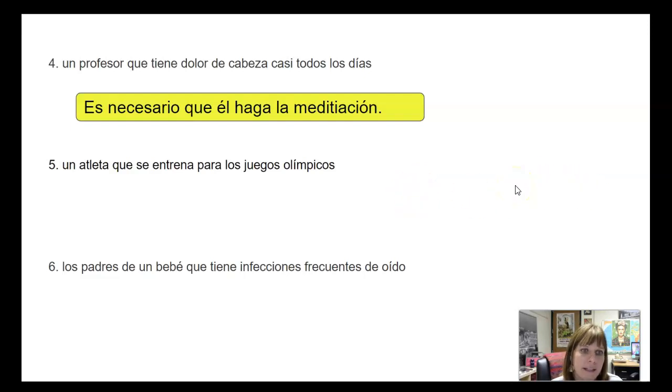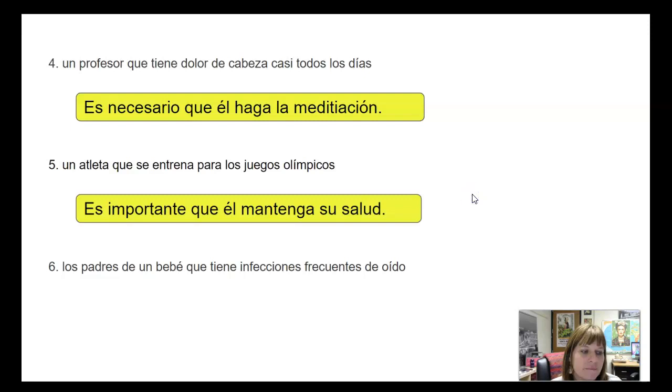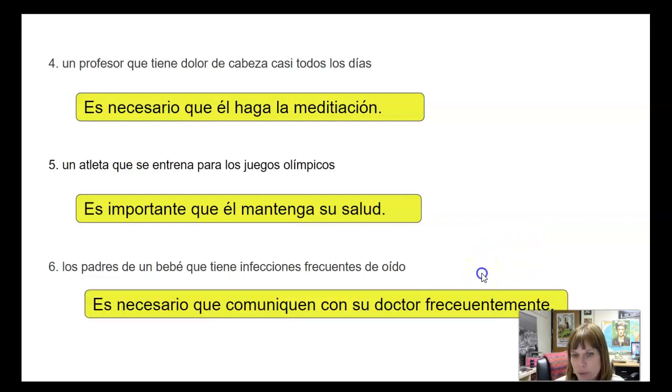Número cinco, un atleta que se entrena para los Juegos Olímpicos. An athlete that is training for the Olympics. Es importante que él mantenga su salud. It's important that he maintains his health. Y número seis, los padres de un bebé que tiene infecciones frecuentes de oído. Parents that have a baby with ear infections frequently. Es necesario que comuniquen con su doctor frecuentemente. So I said it's necessary that they communicate with their doctor frequently.